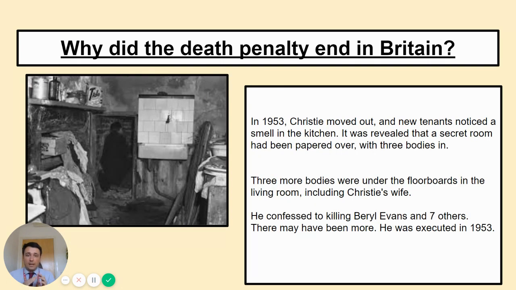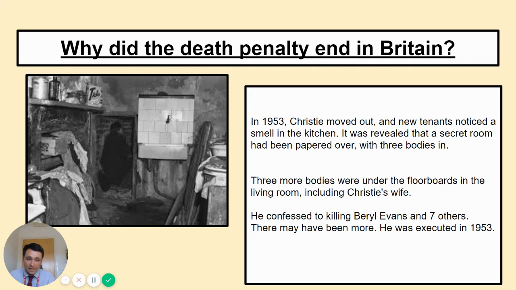So, in 1953, Christie moved out of his apartment and new tenants moved in. And they noticed a smell in the kitchen when they moved in. And they sort of peeled back the paper and it revealed like a secret room. And there were 3 dead bodies in there. 3 people that John Christie had murdered. And then under the floorboards in the flat were another 3 bodies, including John Christie's wife. And when Christie was found, he confessed to killing Beryl Evans and 7 other people as well.